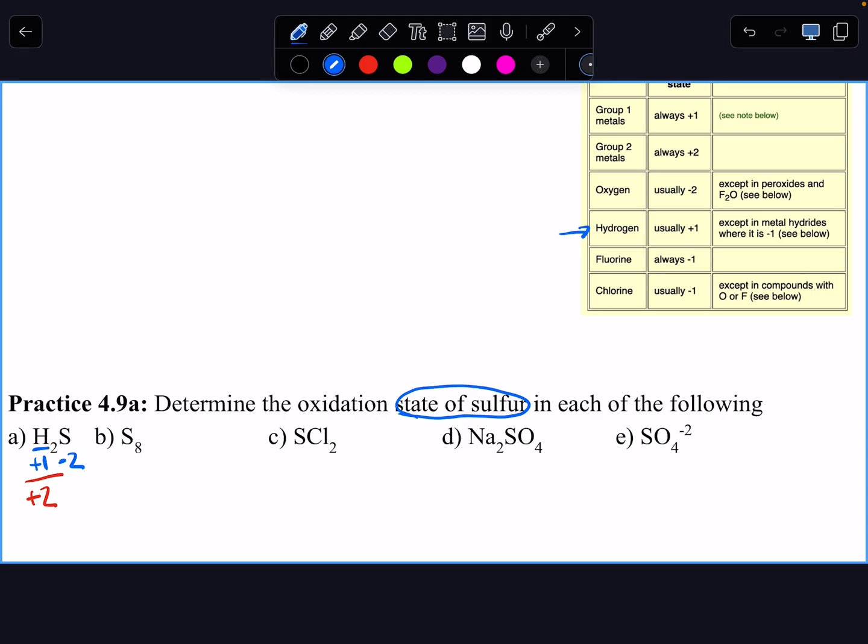Okay, part B, we have sulfur all by itself. It's not bonded with anything but itself, which means 0. So when something is all alone and doesn't have a charge, its oxidation state is just going to be 0.